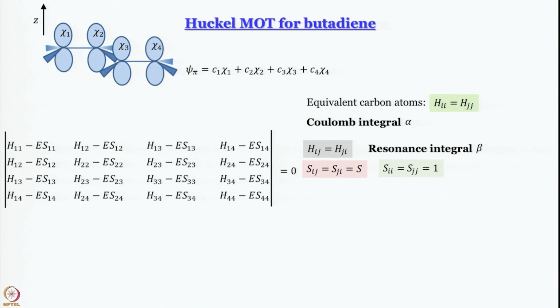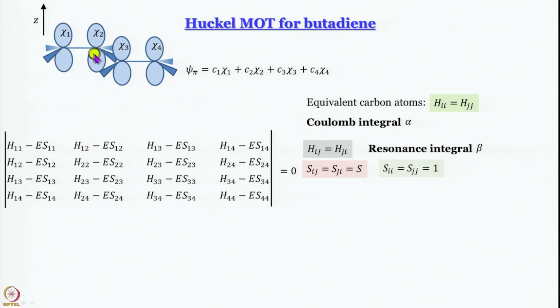Let us quickly complete the formulation of the problem for butadiene, and then we will come back and talk a little more about it. This is the picture for butadiene. This is the same secular determinant, and that is equal to 0. This is a bigger secular determinant, so if you want to work it out, it will require a little more effort obviously, but the basic formulation is the same.